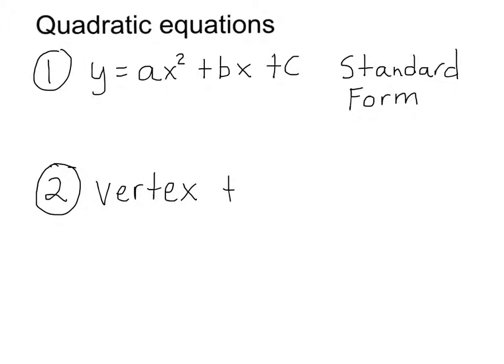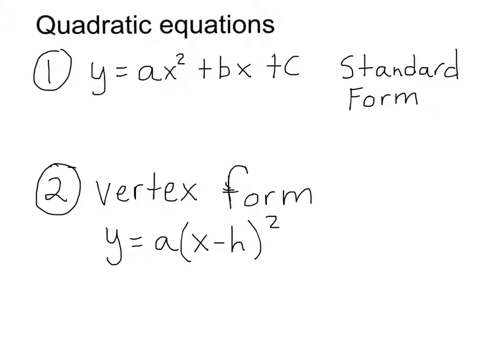It's called vertex form. And the form is y equals a parentheses x minus h squared plus k. That's called vertex form. Now let me tell you why it's called vertex form.